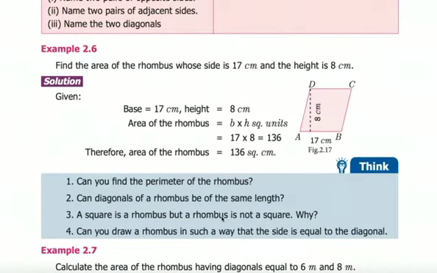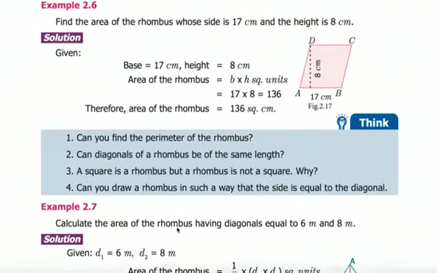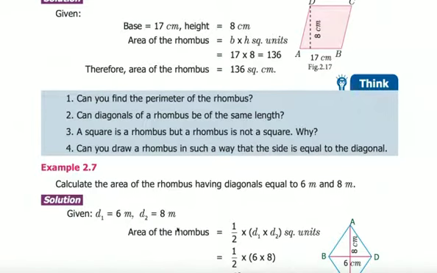Is a rhombus satisfying the properties of the square? No. What are the properties of the square? Yes, all sides are equal, that is the first property. Second property, perimeter is also the same for rhombus and square. Diagonals must be equal for a square, but rhombus diagonals are not equal, right? So a rhombus cannot be a square. That is the reason. Can you draw a rhombus in such a way that the side is equal to the diagonal?